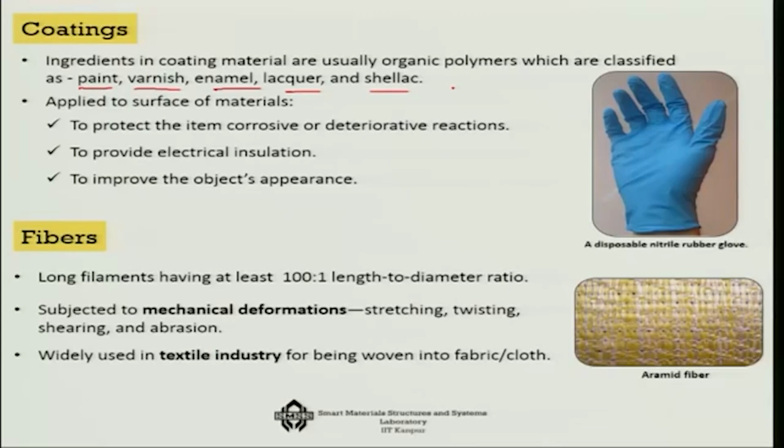Another very important use of polymers: suppose you consider a silk saree. It has silk fiber in it, and the fiber is a very important application of a polymer, because it has a very high modulus of elasticity. It is anisotropic, and you can use it for various applications, including making jet aircraft, right. They are usually long filaments having at least a 100:1 length to diameter ratio, and you can subject them to mechanical deformations like stretching, twisting, shearing, abrasion.